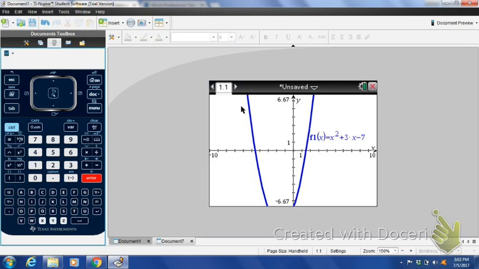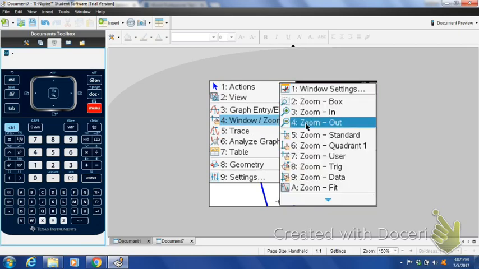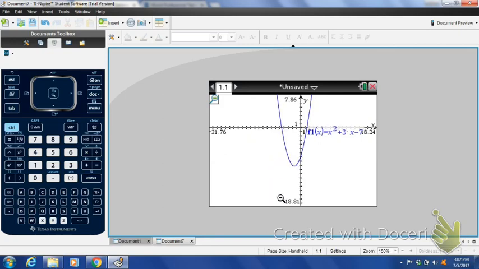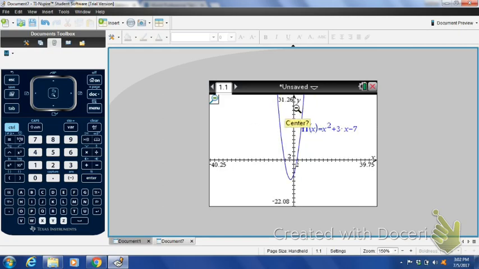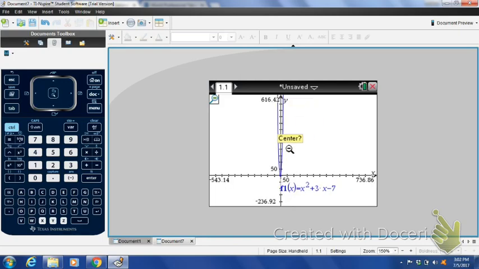And the graph kind of gets cut off, but we can actually zoom out. So you can do menu, window zoom, zoom out, and place the cursor near the center of the window. After it's zoomed out, you can see the more you zoom, the graph is going to eventually hit every x value. Now it looks like it's going up to the right and left, but it is going a little bit to the right and left.